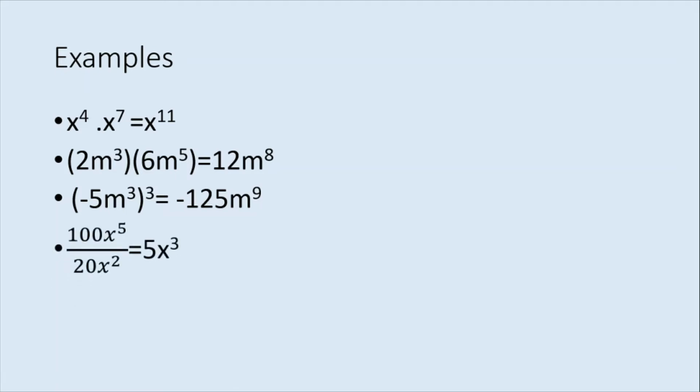Then sa quotient, we have 100 x raised to the 5th divided by 20x squared. 100 divided by 20 is 5. X raised to 5 minus 2. So that is cubed. So the final answer is 5x cubed. So those are some examples for the laws of exponent.